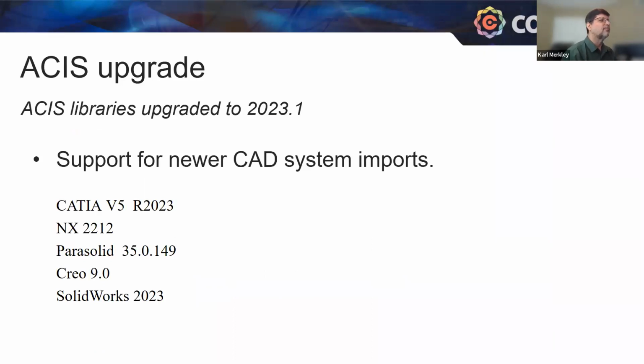usability for script users. One of the other big changes in this version is we've upgraded the version of ACIS. We've upgraded to the latest version, which is ACIS 2023.1. Part of the reason for doing that is we get support for new CAD system imports. As an additional paid option, you can also get importers that support CATIA, NX, Parasolid, Creo, or SolidWorks, and do direct import from those formats right into Cubit. And since many companies tend to upgrade their CAD systems fairly regularly, this now supports the latest versions from this year as well.